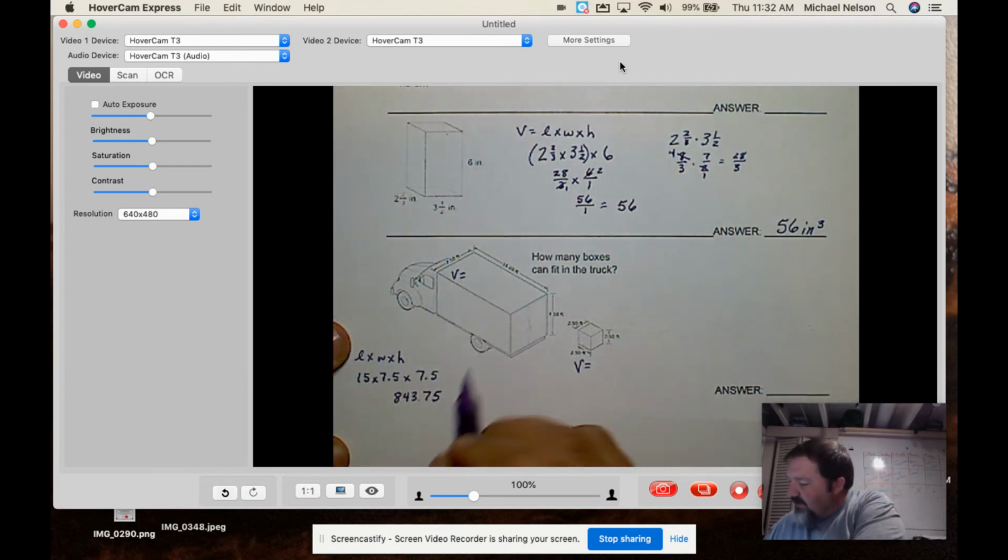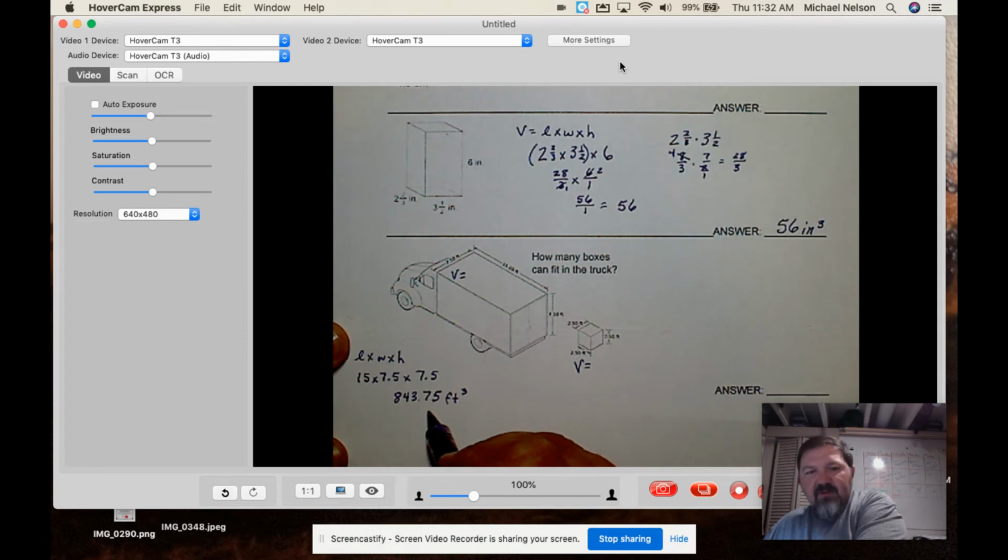So we've got cubic feet in there. So we're breaking this down to the single cubic feet, right? And there's 843 and 75 hundredths of a cubic foot. So if the boxes were cubic feet, you'd have 843 boxes that would fit in there without problem, and then you could get 3/4 of a box in there.